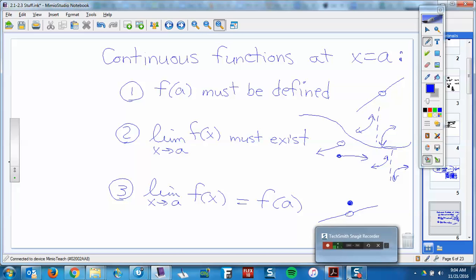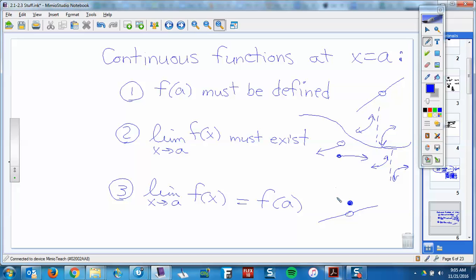Right? That's that situation. Because think about it. In this situation, the first two are okay. The function is defined. It's got an output right here. The limit exists because the cars meet right there. But they're not the same. Where the cars meet has to be the same as the function value. So for the function to be continuous, it must have all three of those parts.